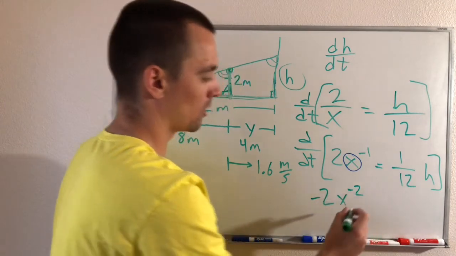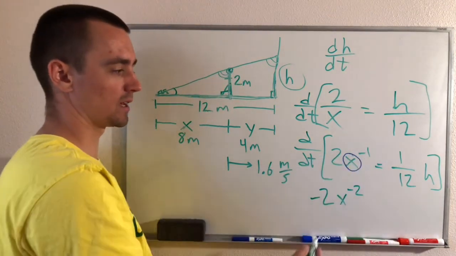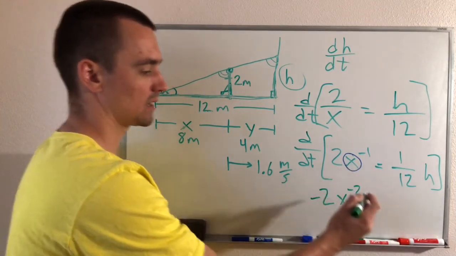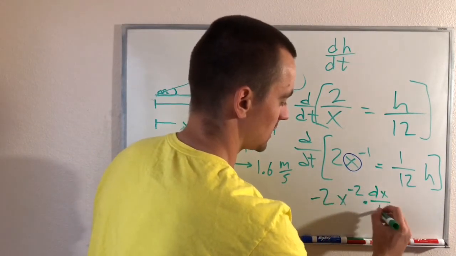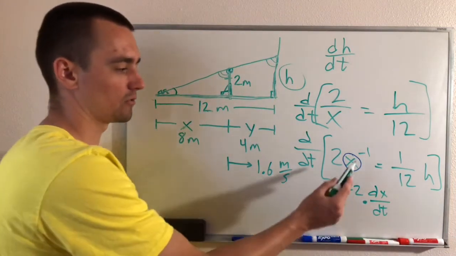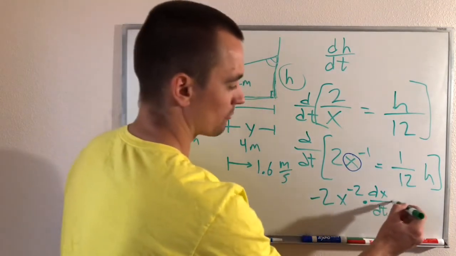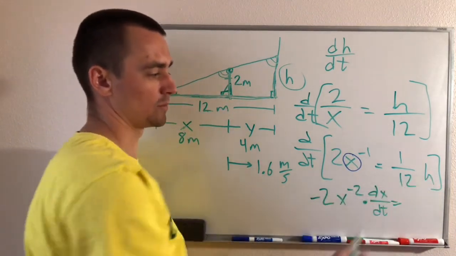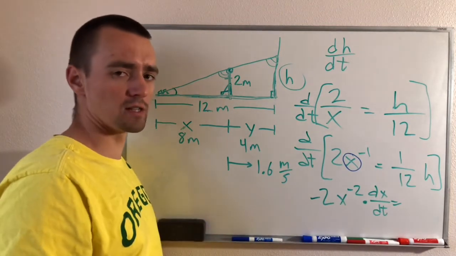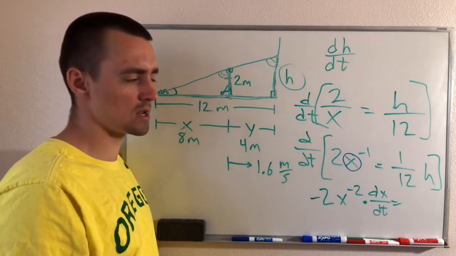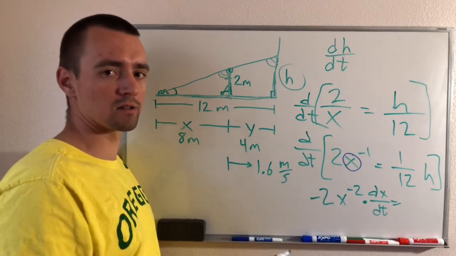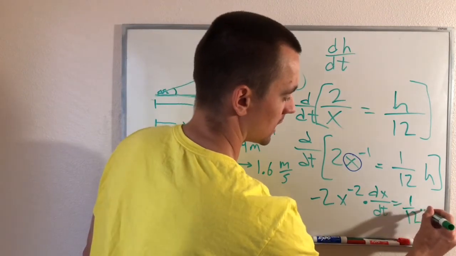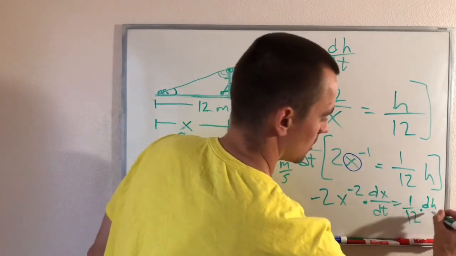We'll lower our power by 1. Negative 1 minus 1 is negative 2. And then we'll multiply this by the derivative of our inside function. The derivative of x is going to be dx/dt because we're taking the derivative of x with respect to t. Now over on the right side of our equation, this is a bit simpler because we just have a constant times some function of time. If you're taking the derivative of a constant times a function, the result would just be that constant times the derivative of that function. So we're just going to have 1/12 times the derivative of h with respect to time.